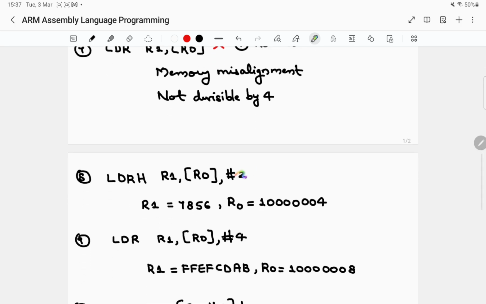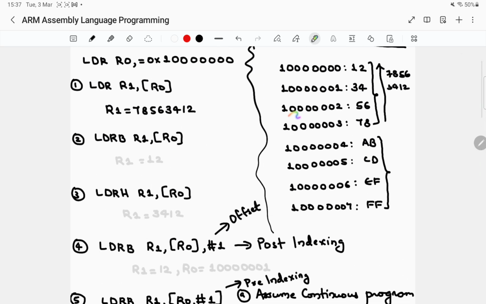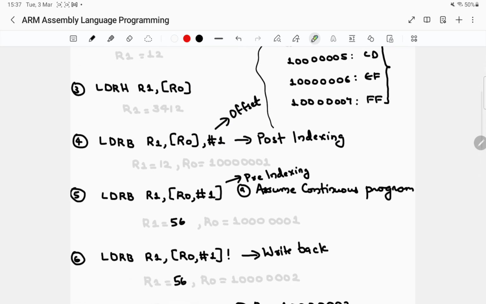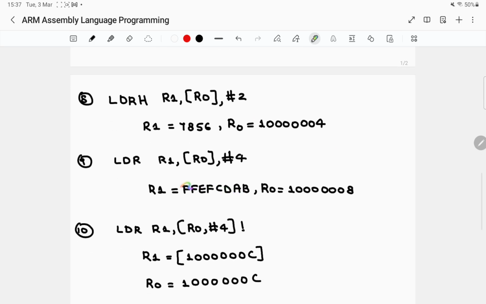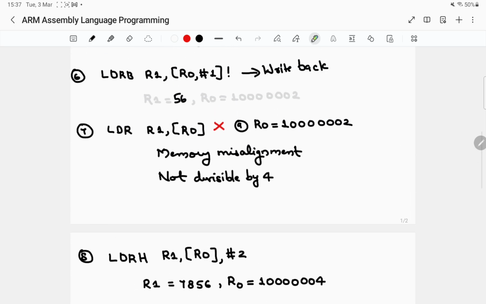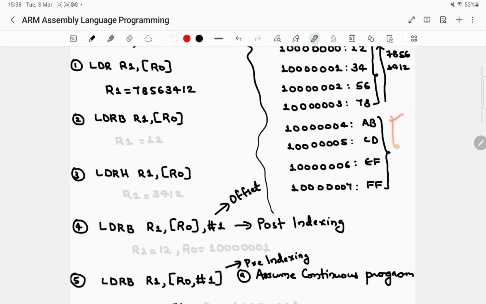Now LDRH R1, [R0], #2. So again, R0 was 16 zeros and 2. In 16 zeros and 2, these are the two bytes. So 78 56 will be loaded to R1, and R0 will get incremented by 2 because this is post indexing: 16 zeros and 4. LDR R1, [R0], #4. Now this is okay because R0 is 16 zeros and 4. This is divisible by 4.